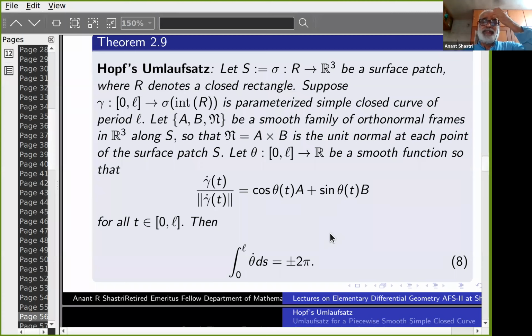Okay, so this is the statement. What is theta dot? It's a variation, the speed, variation of theta. The sum total of variation from 0 to L is 2 pi. So the curve just goes around exactly once, etc. There are several interpretations. I will come to the geometric interpretation of this one a little later.